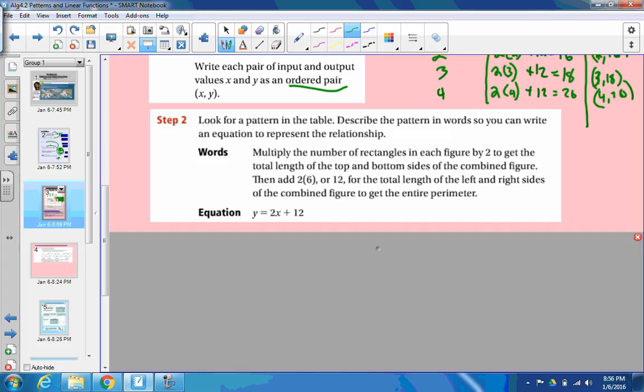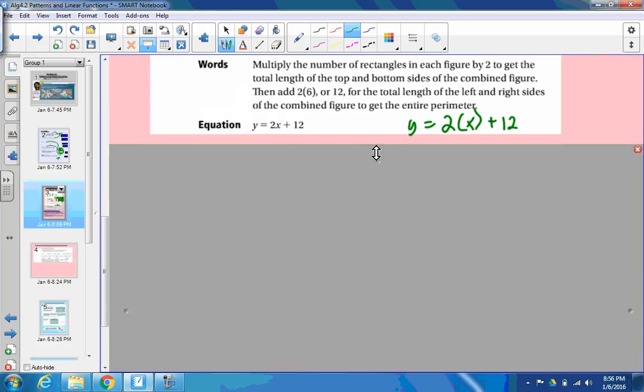How do they get that? If you look at it, our y values, that's going to be by itself, that's the dependent variable. It's always determined by 2 times the number of rectangles, plus that extra 12 that are going to be on the sides. And that's where this equation comes from. A lot of times we will see equations in this form, y equals something times x plus something, or minus something.